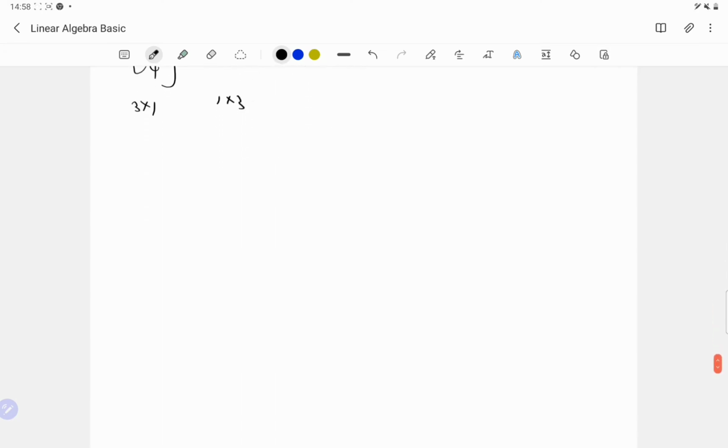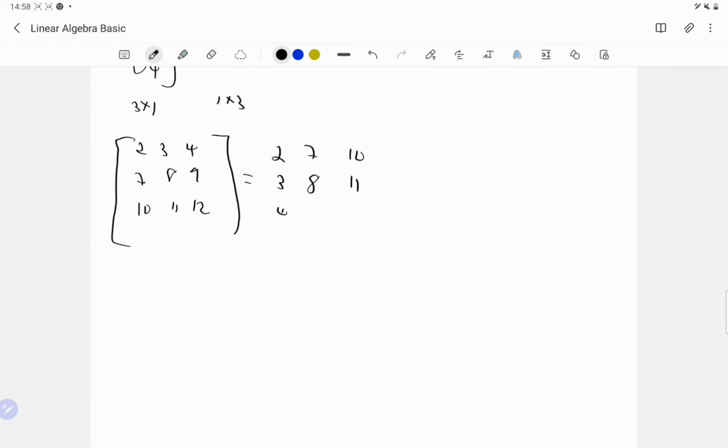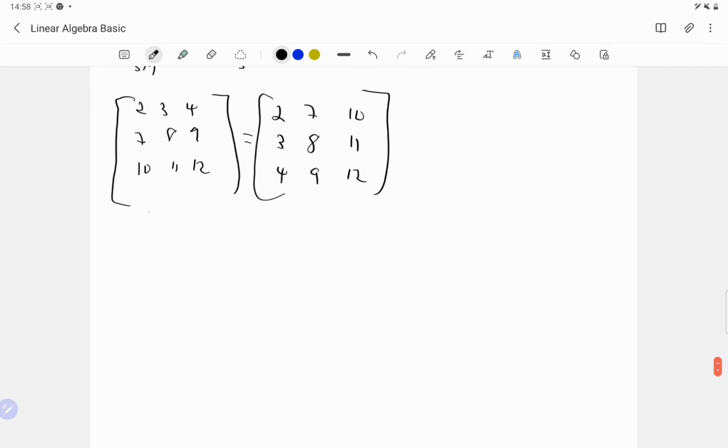How about for 2, 3, 4, 7, 8, 9, 10, 11, 12? What's the transpose for this? Okay, just do the same. 2, 7, 10, 3, 8, 11, 4, 9, 12. Since it's a square matrix, 3 by 3, the output is also 3 by 3.